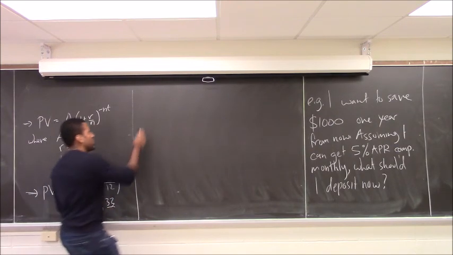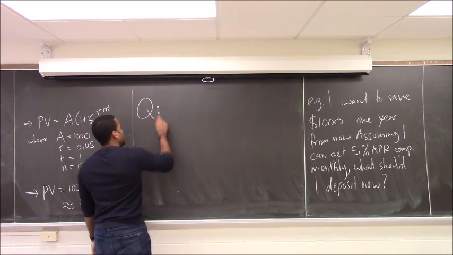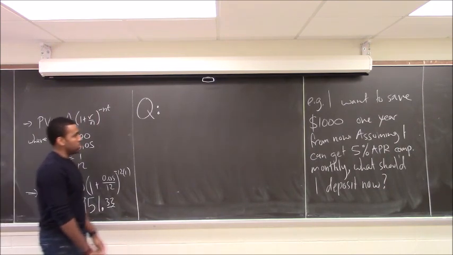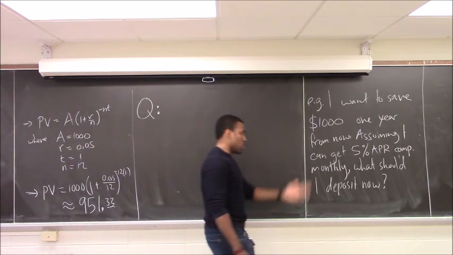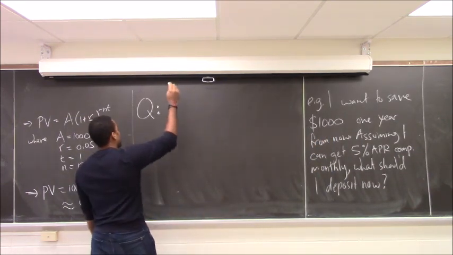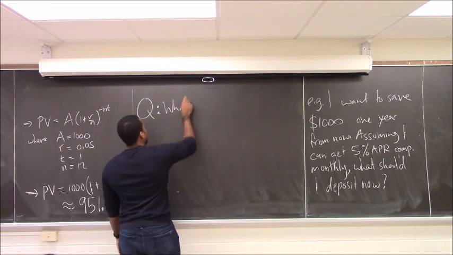Here's a different question. Now this one is slightly more involved than that question. Here I just want $1,000 1 year from today, but here's a question. What should I deposit now?